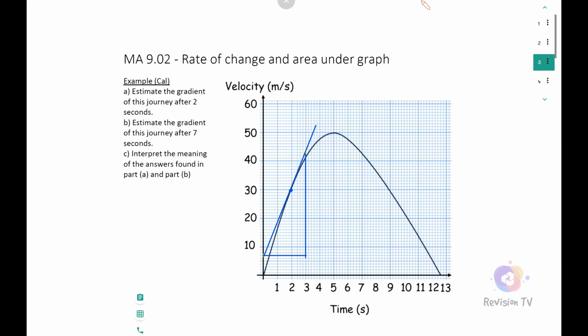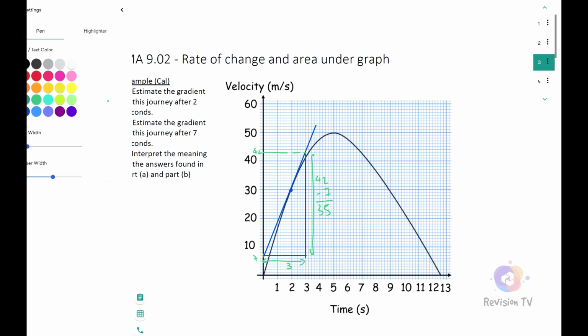So my difference in y here would be, if I look across that point there, that's 42. And this point over is 7. So the difference here would be 42 take away 7, which is 35. The difference in x would be from 0 to 3, so the difference is 3.